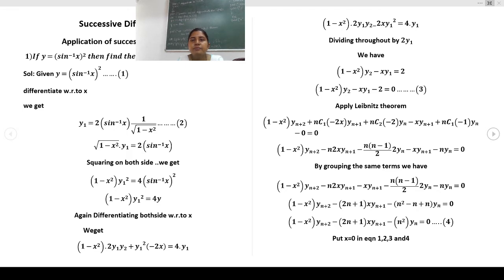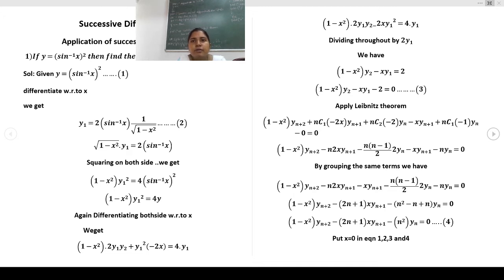Apply the Leibniz theorem. Applying the Leibniz theorem is one of the applications, to find the nth derivative of the given differential equation. So, applying the Leibniz theorem, we have 1 minus x square into y2, giving yn plus 2, plus nC1 into minus 2x into yn plus 1, plus nC2 into minus 2 into yn. This is applying the Leibniz theorem for the 1 minus x square into y2 term only.